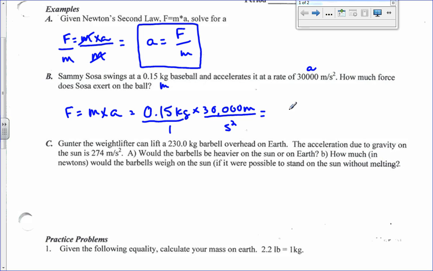0.15 times 30,000 gives us 4,500 kilogram meters per second squared, which is also known as a Newton. Good. 4,500 newtons.